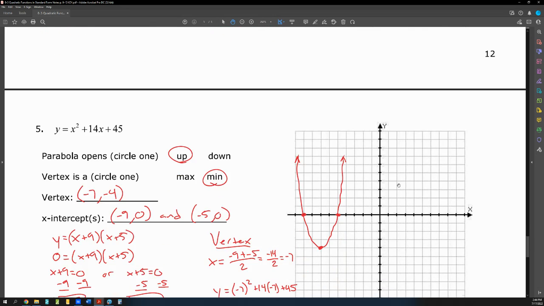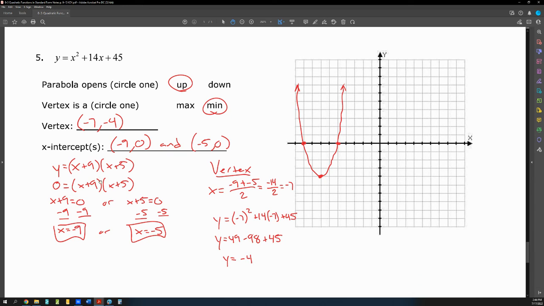Number 5, we set y equal to 0 again, and solve for x. We get x-intercepts of negative 9 and negative 5. And then, taking the average of our x-intercepts, we find our vertex x-coordinate of negative 7. And then plugging in negative 7, solving for y, our y-coordinate is negative 4. We get a graph that looks like this.